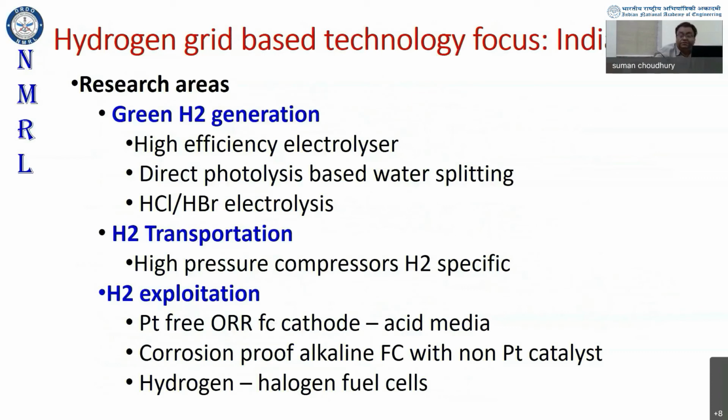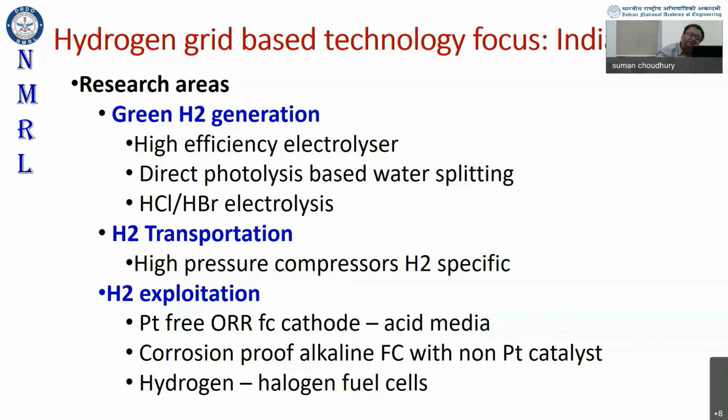Transportation, you need compressors because you have to transfer through pipelines mostly, otherwise it will not be cost effective. And exploitation, the primary thing is platinum, the total reserve. If you see, after taking it out for pharma, etc., it is not sufficient. It will be difficult to even plug in, say, 5 million cars. So you have to have non-platinum catalyst for oxygen reduction in acid media.